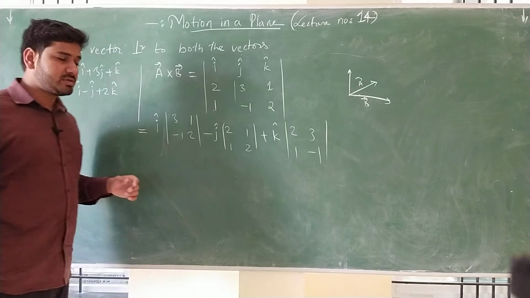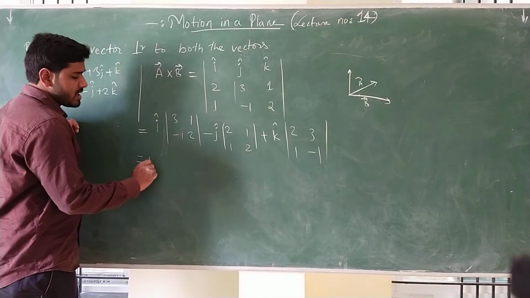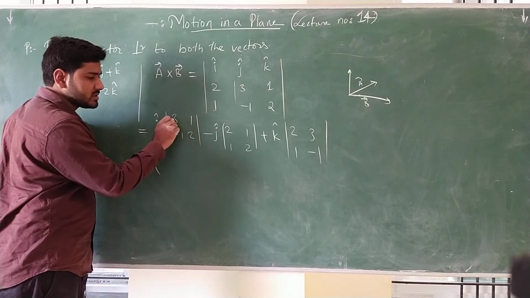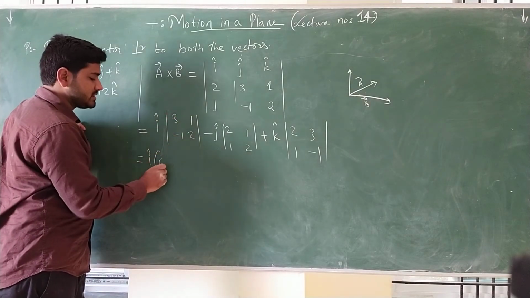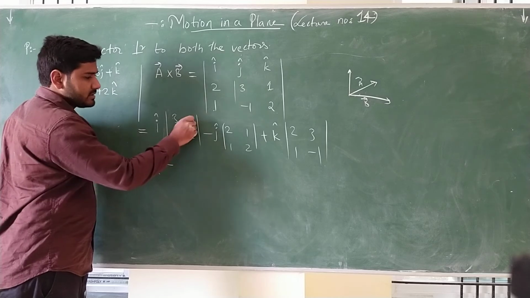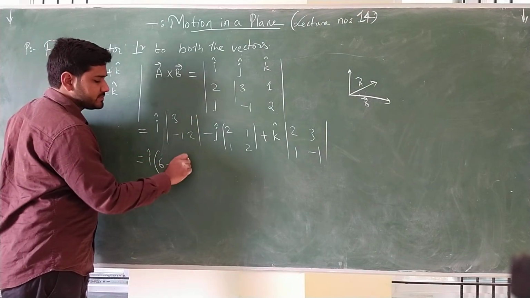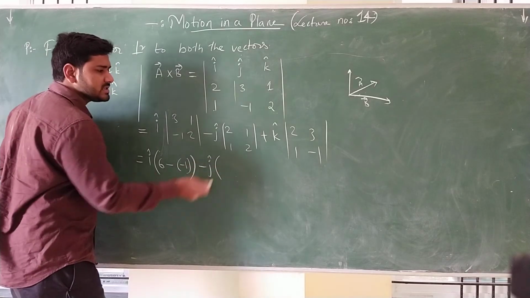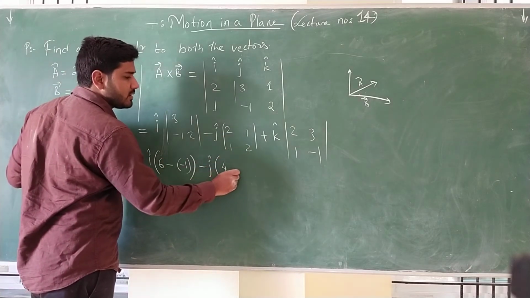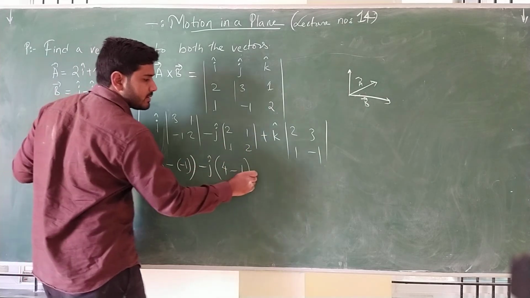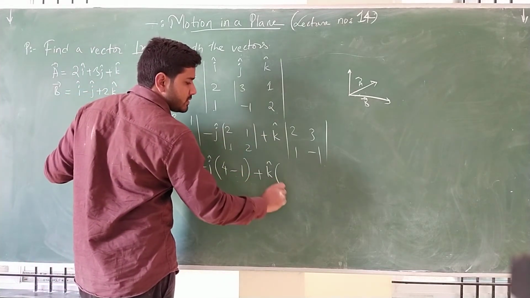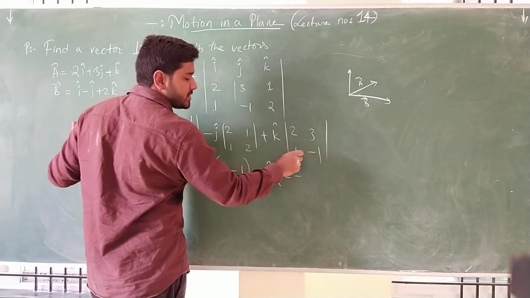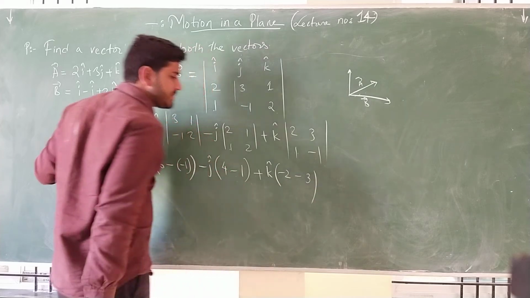Now solve this determinant. Are you ready for this? I cap into, just solve this 2 cross 2 determinant. 3 into 2 is how much? 6, minus 1 into minus 1 is minus 1. Done. Minus j cap into, just take it, 2 into 2 is how much? 4, minus 1 into 1 is 1. Plus k cap into, 2 into minus 1 is minus 2, minus of 3 into 1 is 3. Done.